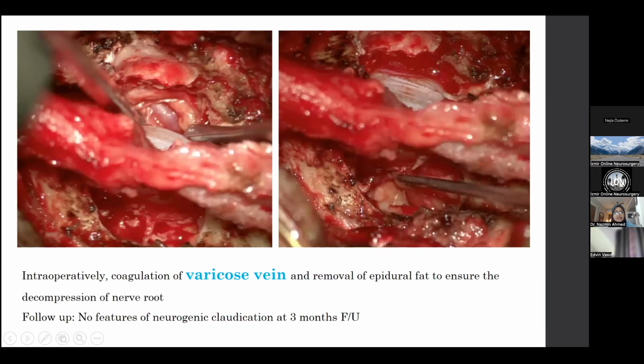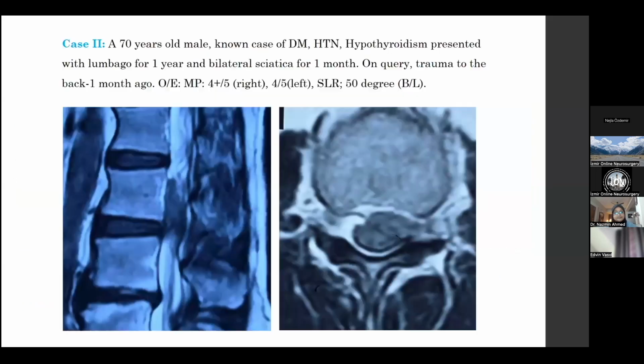So what I observed in the operation theater, this is the thecal sac, and after retraction, there is a varicose vein with presence of epidural fat, the concentrated epidural fat. So our conclusion was varicose vein. We didn't find any herniated disc material at both levels. So we just coagulated the varicose vein, and the patient improved dramatically. And at the 3-month follow-up, there were no features of neurogenic claudication.